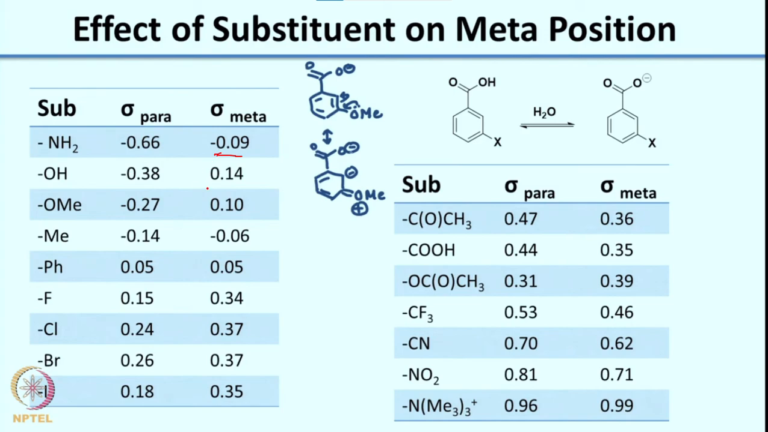And in case of OH, OMe also you can observe the same trend, whereas in case of the other types of substituent, acid, carbonates, cyano and nitro groups, we will observe that the stabilization at the para position is more compared to the meta position. So the substituent present on the para position is more stabilizing to the molecule compared to the meta position, as the values are different. Here you can compare the values, right?